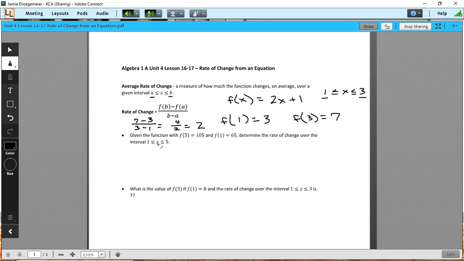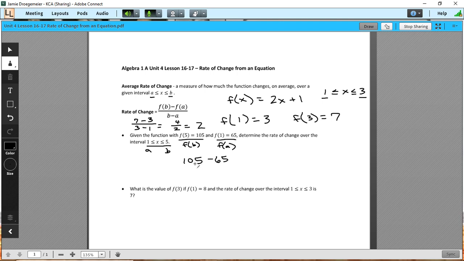So we want to do the same idea here with these example problems. It says, given the function with f of 5 equaling 105 and f of 1 equaling 65, determine the rate of change over the interval from 1 to 5. And so again here, 1 is our A term, 5 is our B term. F of 5 represents f of B. F of 1 represents f of A. If that helps you visualize, I would recommend that you label those. So f of 5 is 105. F of 1 is 65.